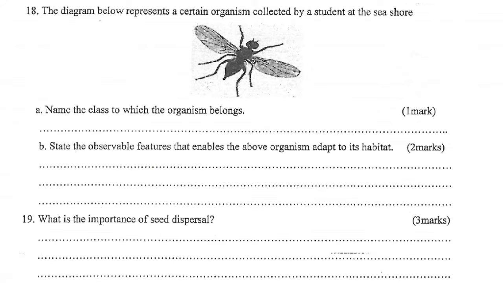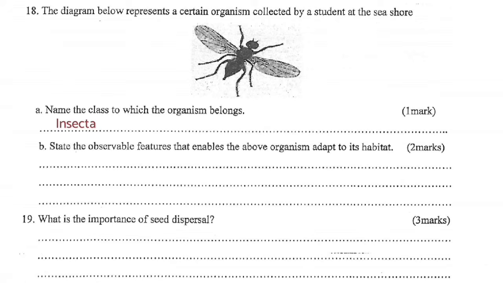Our next question, the diagram below represents a certain organism collected by a student at the seashore. Let's look at it. A pair of wings, 3 pairs of legs, that is an insect. We can also clearly see that the body is divided into 3 parts. Name the class to which the organism belongs, that is Insecta, starting with a capital I.